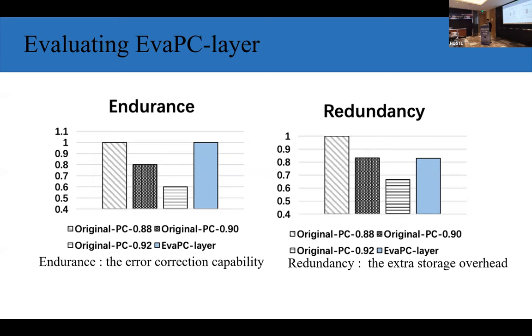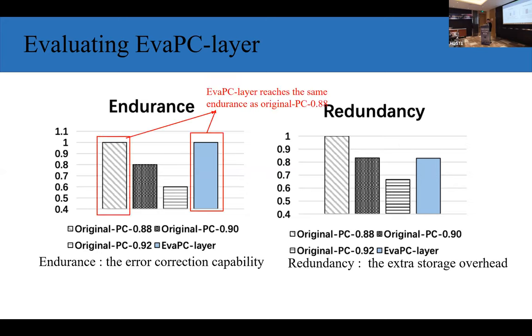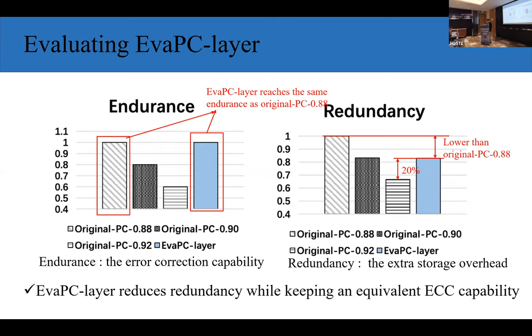From the left figure, we can find that ERPC layer can reach the same reliability as original PC 0.88. From the right figure, ERPC has lower redundancy compared to the original PC 0.88, and only 20% higher than original PC 0.92. Therefore, ERPC layer could reduce redundancy while keeping an equivalent ECC capability.